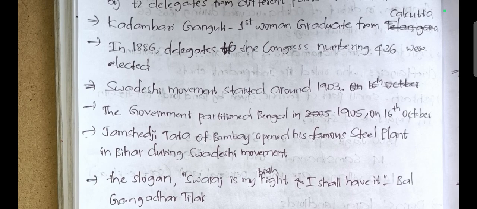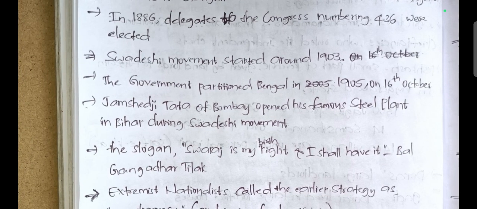The government partitioned West Bengal from East Bengal on 16th October 1905. Jamshedji Tata of Bombay opened his famous steel plant in Bihar during this Swadeshi movement. The slogan "Swaraj is my birthright and I shall have it" was given by Bal Gangadhar Tilak.